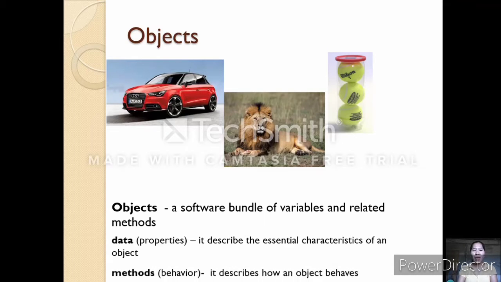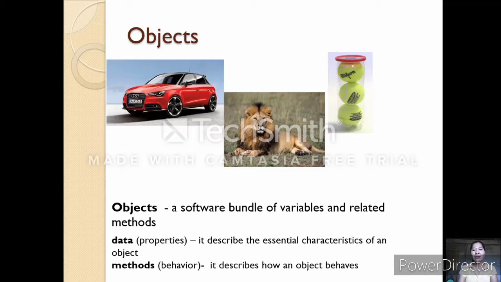The methods or behavior, on the other hand, describe how an object behaves. So the car can move from one place to another. Therefore, we have the word accelerating. Our lion can also be roaring, could be sleeping. So these can be examples of methods.